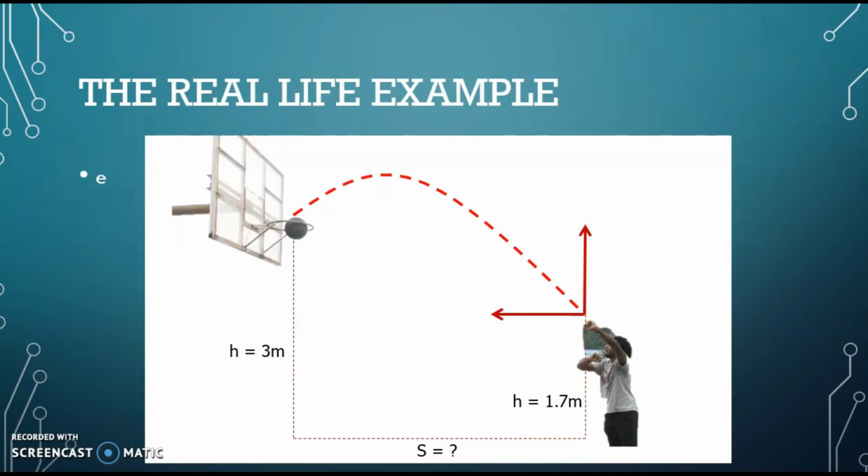And there are several things that we have to make constant, and that is the height of the ball release, which is the height of Nash, 1.7 meter, the height of the hoop, the strength to throw the ball, and the angle of the ball when released.